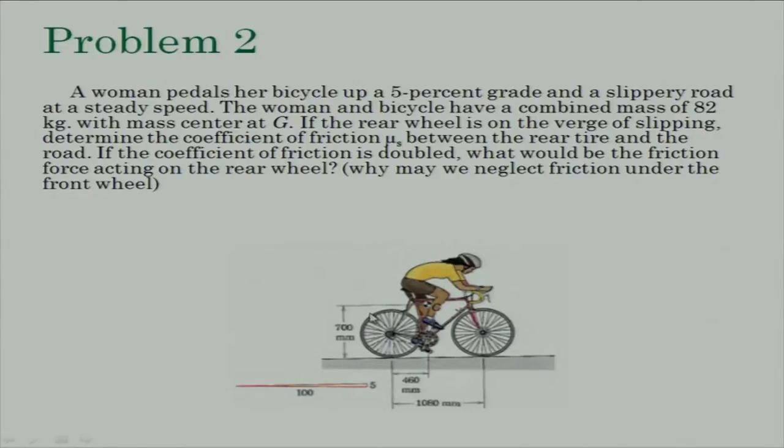The wheel dimensions are given, the spacing between the center of the wheels is also given, and what we are asked to do here is, if the rear wheel, this wheel at the back, is on the verge of slipping, determine the coefficient of friction mu s between the rear tire and the road. That is the first part of the question. The second part of the question is, if the coefficient of friction is doubled, what will be the force acting on the rear wheel?